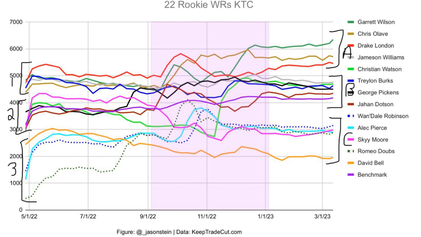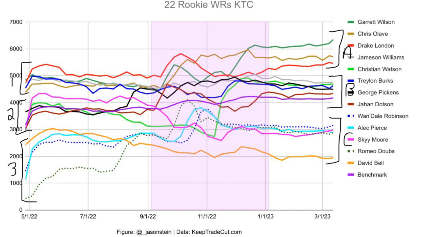And then the last bucket we'll talk about here is the Group 3s to finish in Group C. That is your Wayndale Robinson, Alec Pierce, Romeo Doubs, David Bell. And what's interesting is the path that each one of these guys took to get there. Romeo Doubs had the most appreciation. You can see him start at the very low level in Group 3, and then his journey all the way up, almost pushing into a Group B finish at one point.